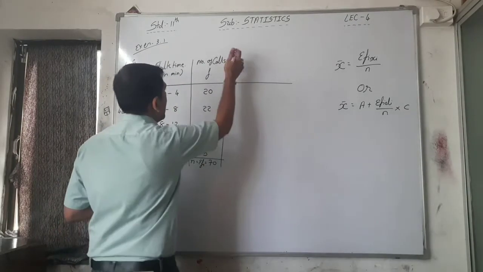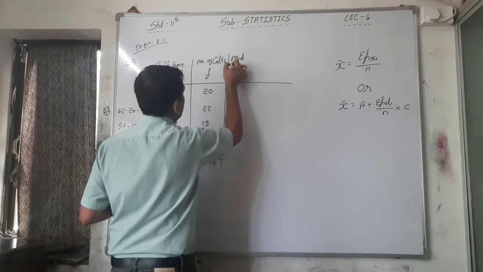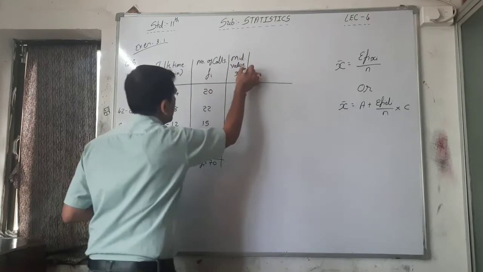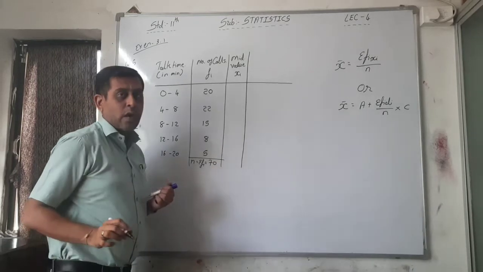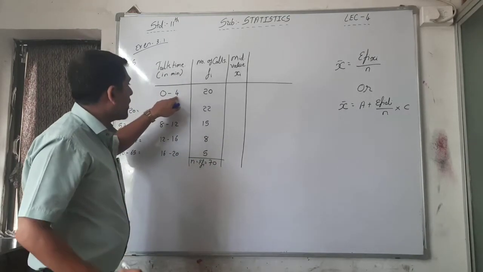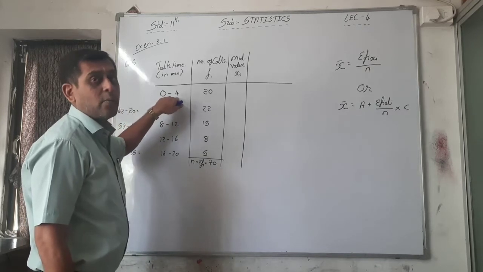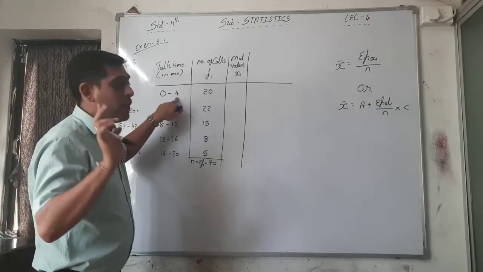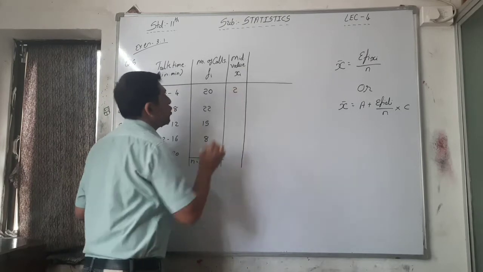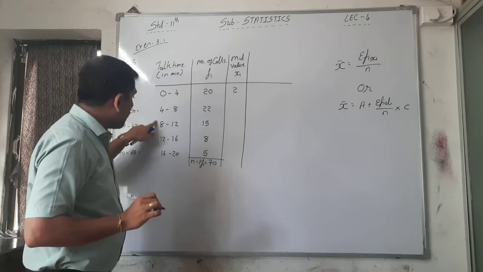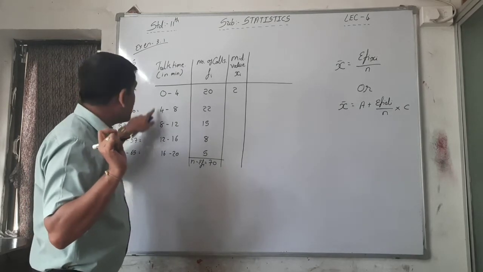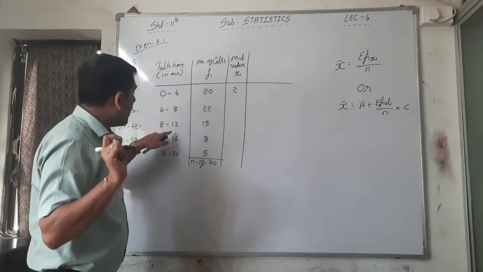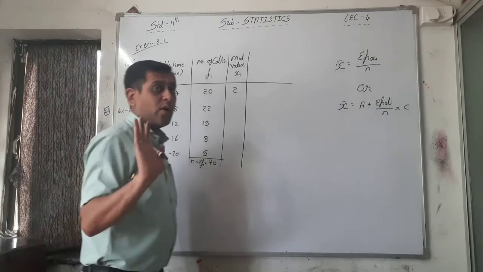So here, first of all, I am taking the mid values, that is your x. So what is the mid value? How do we find it? Lower class limit plus upper class limit divided by 2, that is 0 plus 4 divided by 2. That is the formula for mid value. 0 plus 4 is 4, 4 divided by 2, the mid value for the first class is 2. Then see, the class interval is the same here: 0, 4, 8, 12, 16, 20.